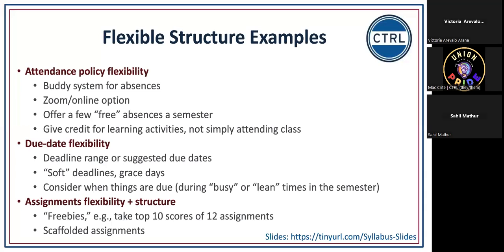Students like having at least some flexibility, knowing that it's not a hard deadline. So there are various ways to go about this. Consider grace days, consider having submitted by this weekend. So that gives them some additional time to think about it. And additional flexibility in assignment. So you can have like top 4 out of 5 quiz scores, you drop the lowest score, things like that.